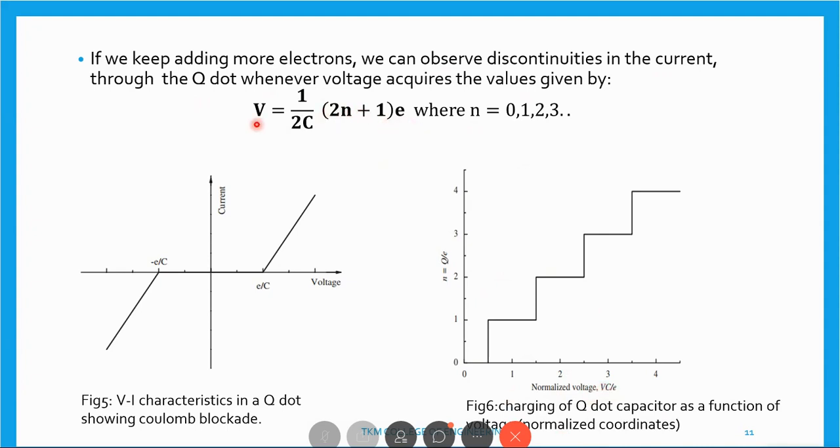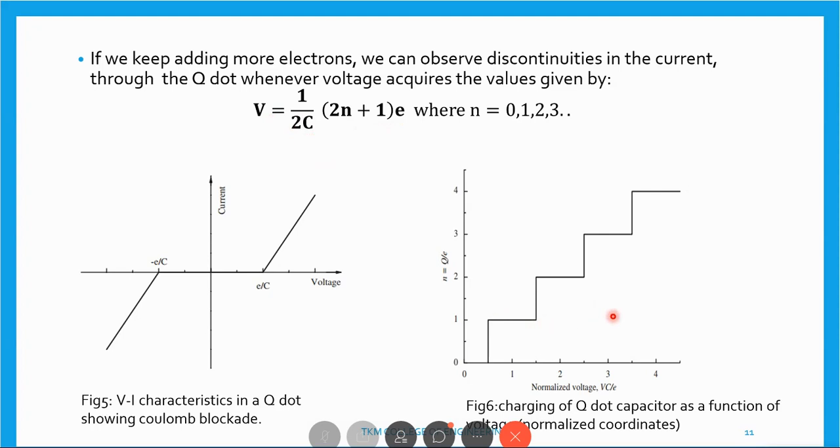Suppose n equal to 0, V will be e by 2C, right? So when you normalize it on the x-axis, e by 2C will be 0.5. So when the normalized voltage is 0, there is no charge. But when it is 0.5, you're seeing a charge of 1. You can see that the charge and voltage are quantized. This is the Coulomb staircase. The Coulomb staircase means the quantization is happening according to this equation, V is equal to 1 by 2C (2n plus 1) e. Here you can see the Coulomb blockade.